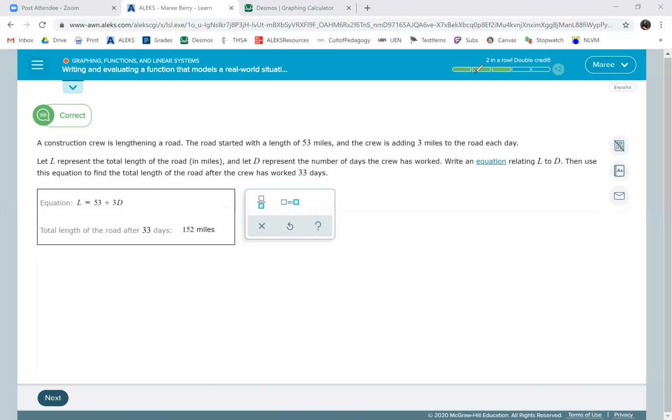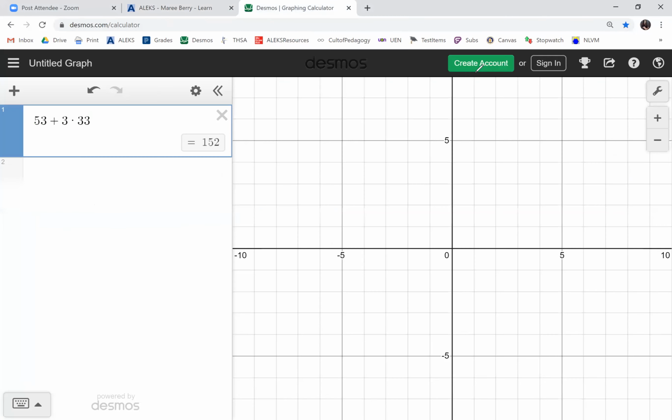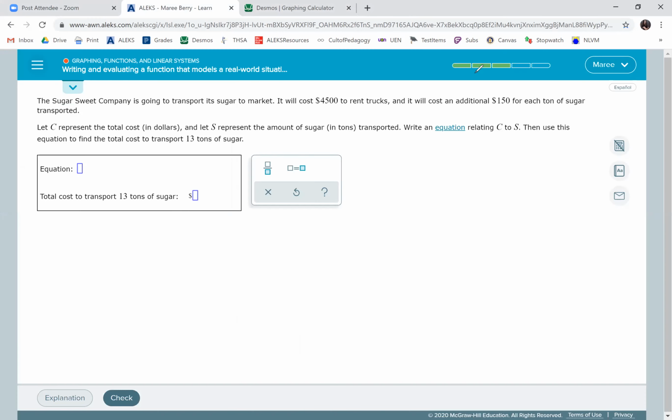Okay, we'll do one more. Sugar Sweet Company is going to transport its sugar to market. It's going to cost $4,500 to rent trucks. So that's our base amount, $4,500. It's going to cost an additional $150 for each ton of sugar. Okay, they're calling that S, I bet.